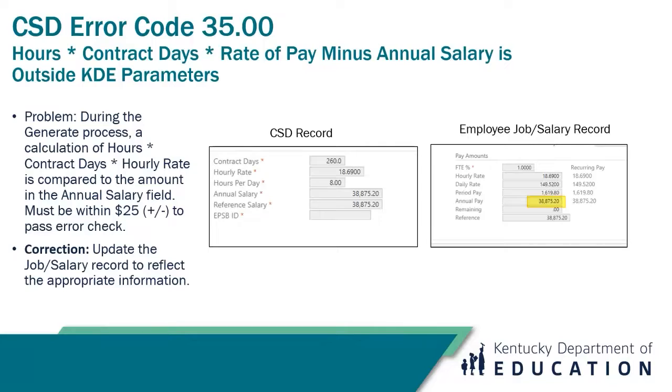So CSD Error Code 35. And this is the one that always gets us. It's this calculation that you have to make: hours times the contract days times the rate of pay minus the annual salary is outside of KDE parameters, which gives you a plus or minus of $25. The correction here is to update the job salary record to reflect the appropriate information. I'm always happy to help you with this. You just want to look at those hours and the contract days and make sure that calculation comes out to within plus or minus $25 of the annual salary field.